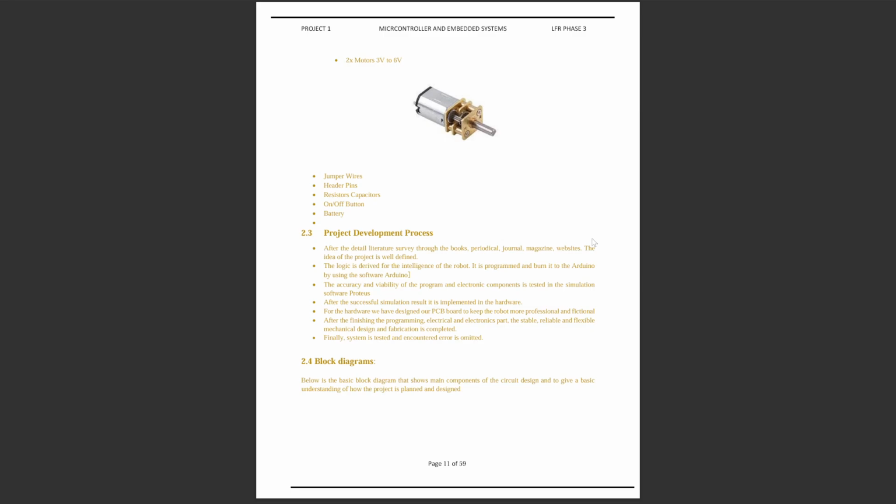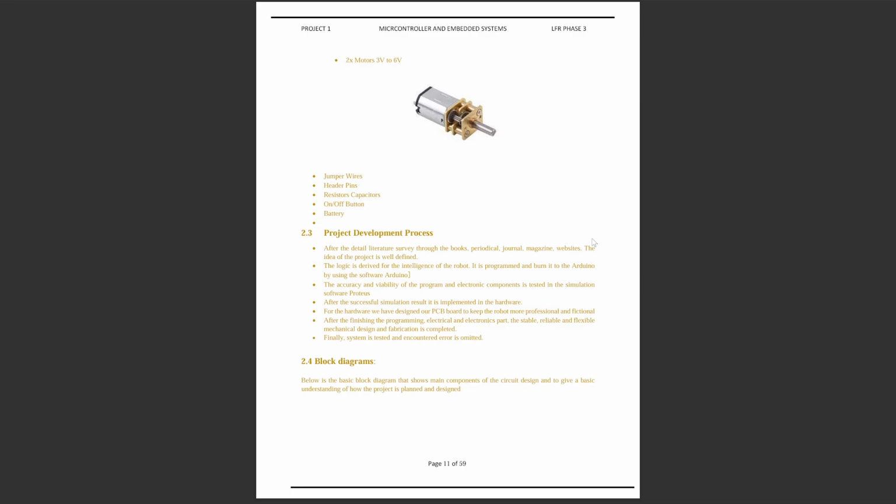The project development process. We had to start by understanding the process of making the robot. The idea of the project was well defined at first by reading books, and actually journals, magazines and websites were really helpful. The logic is derived from the intelligence of the robot. It is programmed and the program is burnt into the Arduino using the Arduino IDE software.